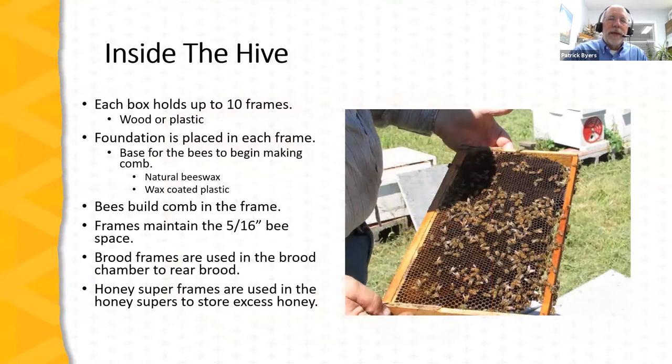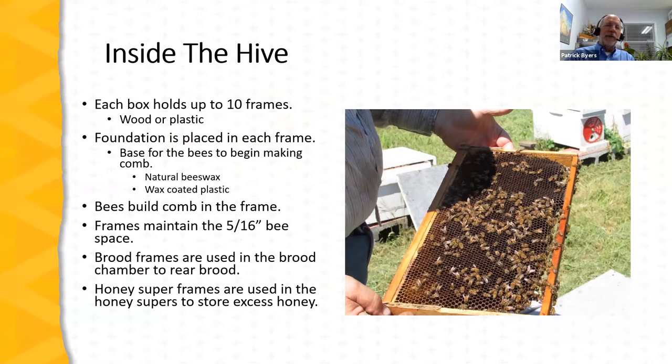Now, what's inside the hive? Well, inside the hive, we have frames. In a typical Langstroth hive, we have 10 frames, and we can see this beekeeper holding a frame. The frames are constructed from wood, the framework is, sometimes plastic. There are now plastic frames.